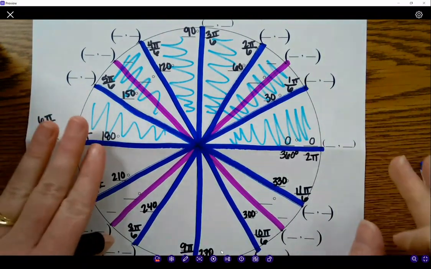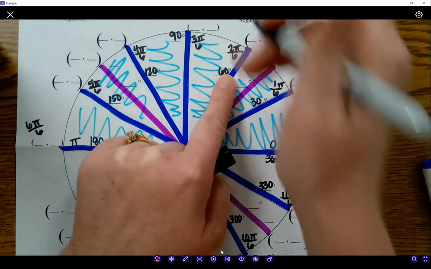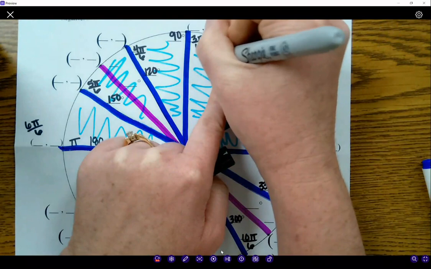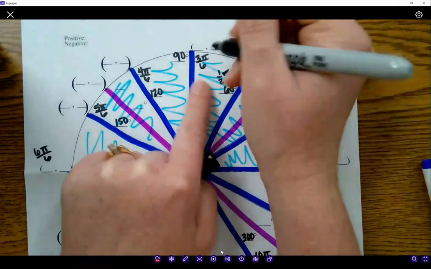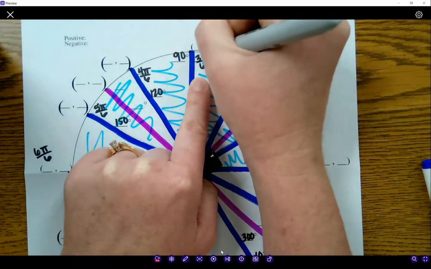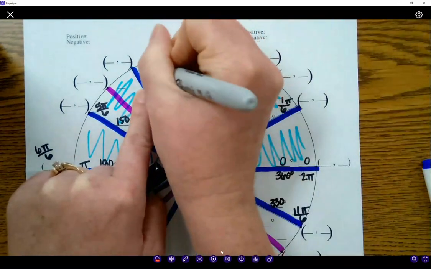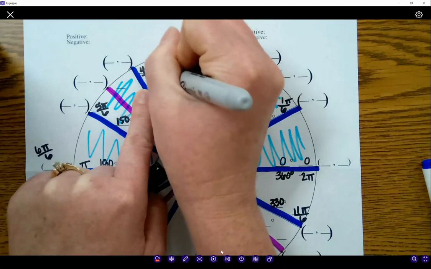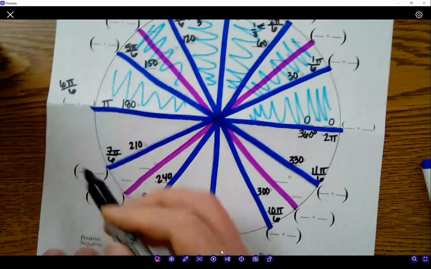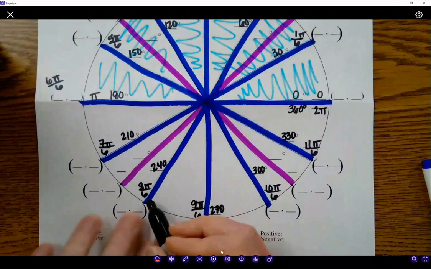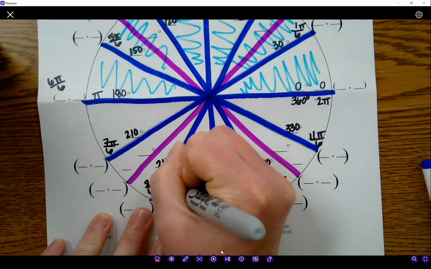Now I'm going to go ahead and simplify these fractions. 1/6 pi does not reduce. 2/6 pi does. It's equivalent to 1 pi over 3. 3 pi over 6 is equivalent to 1/2 pi. 4 pi over 6 is equivalent to 2 pi over 3. 5 pi over 6 does not reduce. Here's our 1 pi. 7 pi over 6 does not reduce. 8 pi over 6 does. That's equivalent to 4 pi over 3.